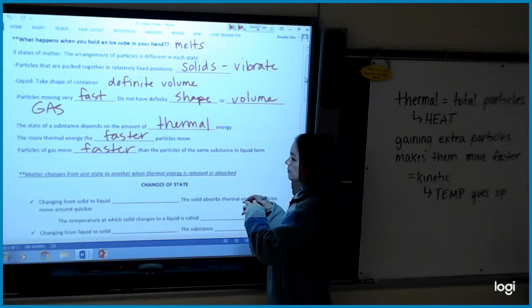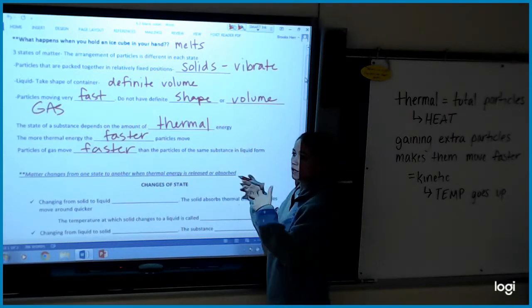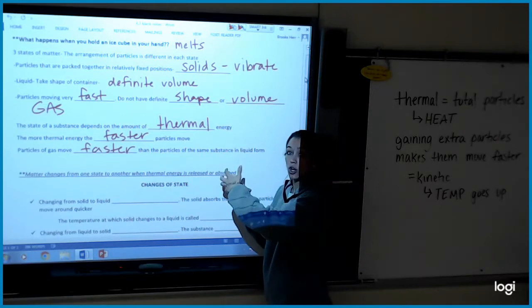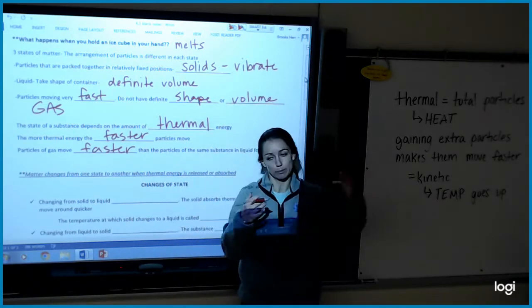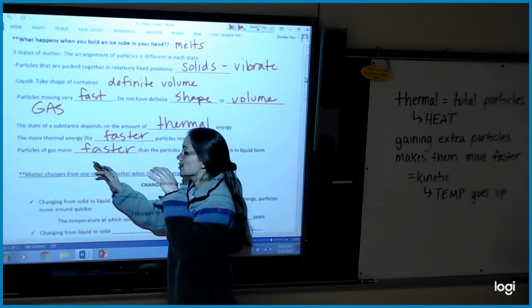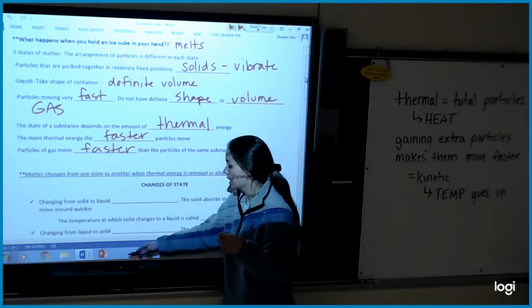So let's say we're talking about water. Water in the liquid form, the particles are kind of moving freely. If you put that water on the stove and you gain thermal energy, you gain kinetic energy, and the temperature goes up, the particles are going to start to move faster and eventually turn into the gas version of the water. Okay, they will evaporate.